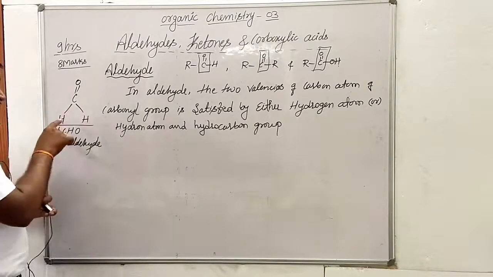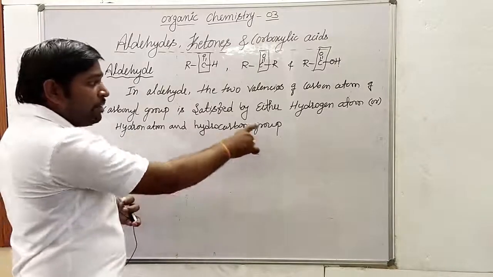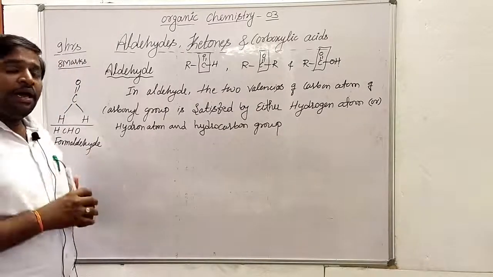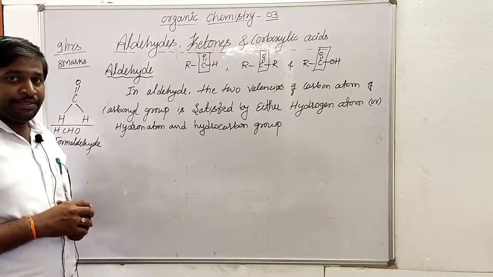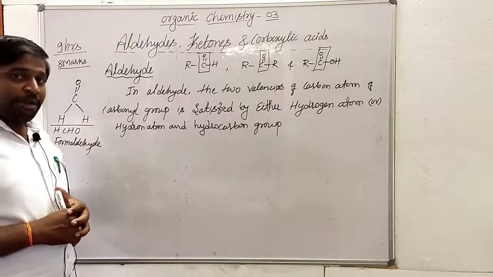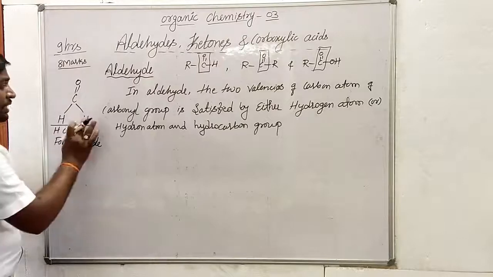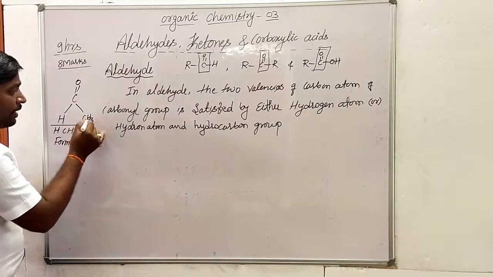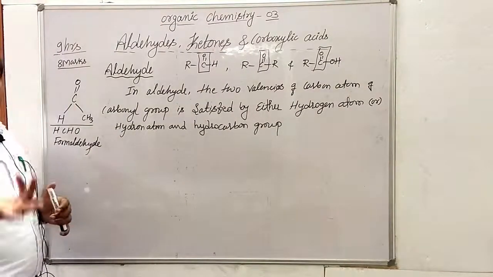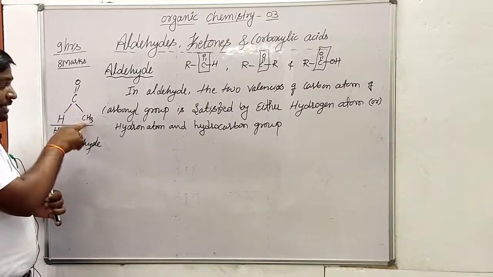Or else we can also satisfy these two valencies by one hydrogen atom and a hydrocarbon group. Which is that hydrocarbon group? Any alkyl group substitution can take place. Any alkyl group can satisfy the second valency of this carbonyl carbon atom. So now let us consider one valency satisfied by one hydrogen atom, and another satisfied by any hydrocarbon group, that is methyl group or ethyl group or propyl group or butyl group.